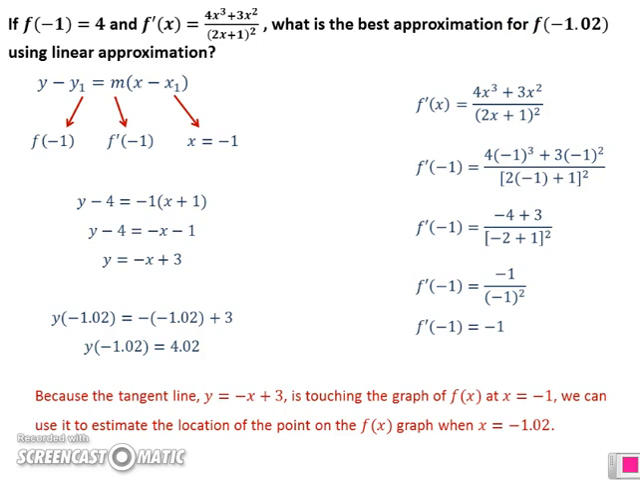Because the tangent line is touching the graph of f of x at x equals -1, we can use it to estimate the location of the point on the f of x graph, just because it's going to be so close. The tangent line and the graph are on top of each other when x equals -1. When it's -1.02, it's literally hundredths of units away, so it's still going to be really close. Hopefully that clears that up.